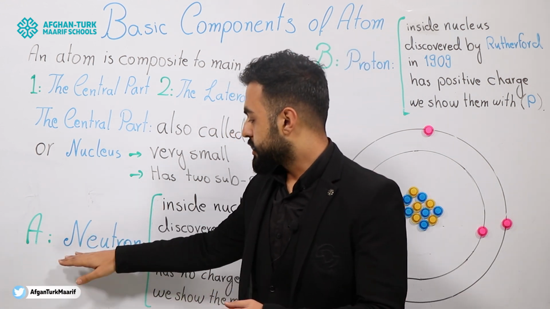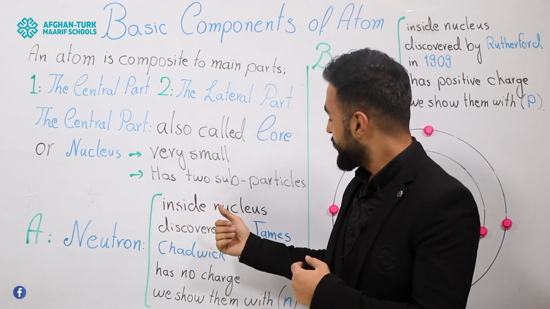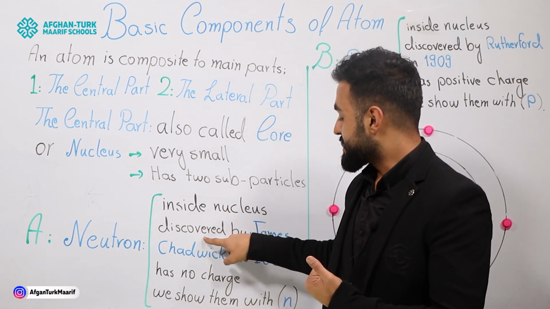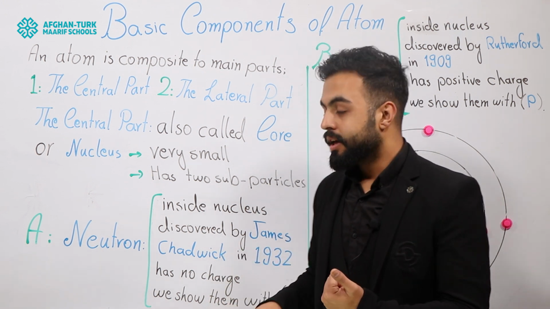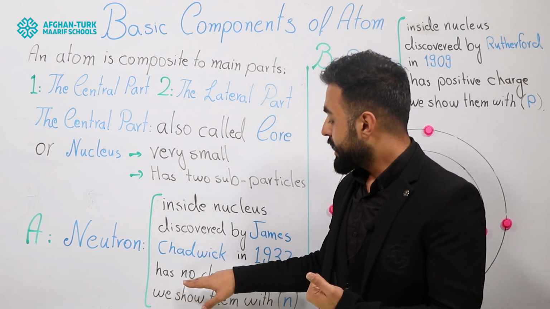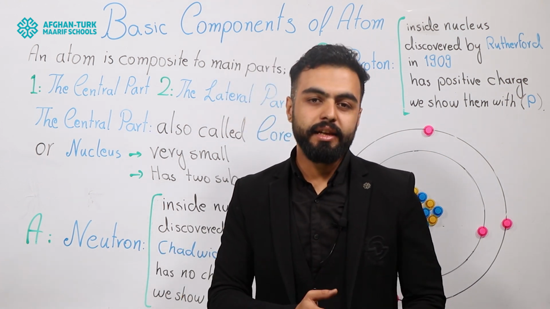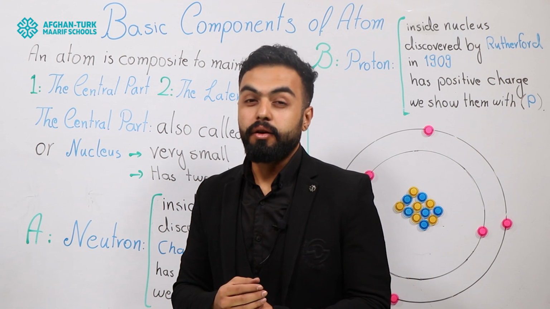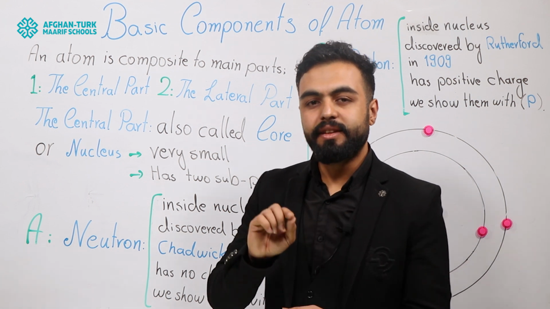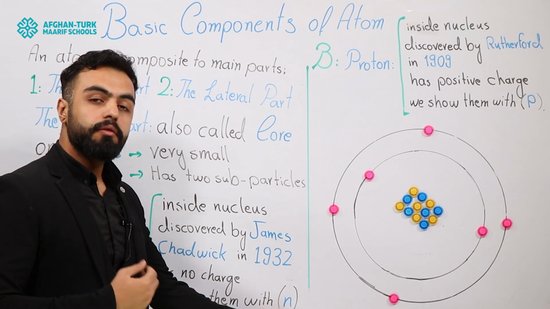The first one is called neutron. What is neutron? Neutron is a subparticle inside the nucleus. Nucleon, second, it is discovered by James Chadwick in 1932. Then neutron has no charge. So it is not positive nor negative. It doesn't have any charge at all. We show them with letter N. With letter N in lowercase, you can write it, and that is the sign of neutron.